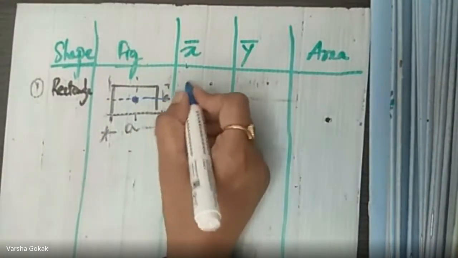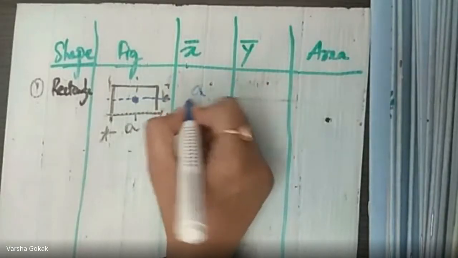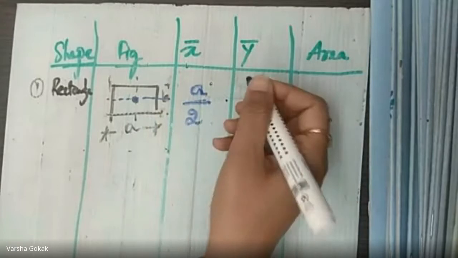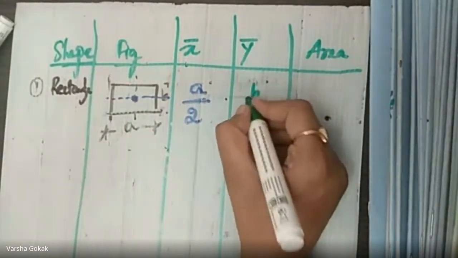Yeah. So what is your x bar value in case of a rectangle? It is A by 2. Correct. And what about y bar in case of a rectangle? It is going to be B by 2.